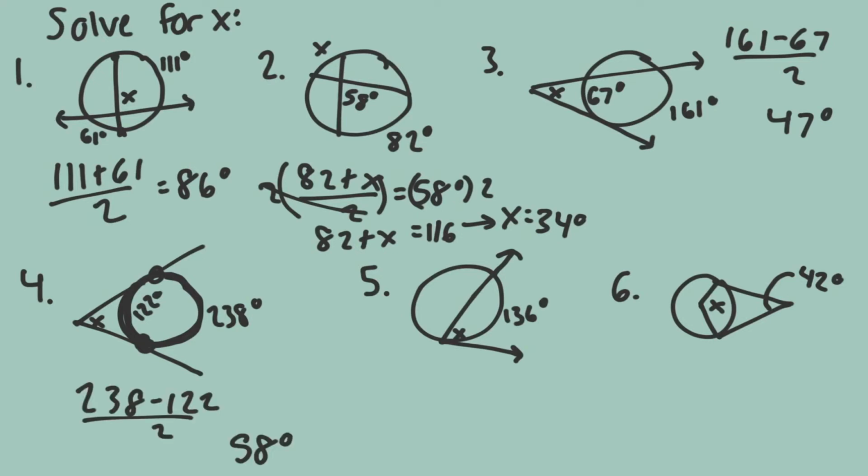The next one, the intersection is on the circle. It works similar to an inscribed angle where the angle measure is going to be half the measure of the arc that it opens up to. So that's 136 divided by 2.